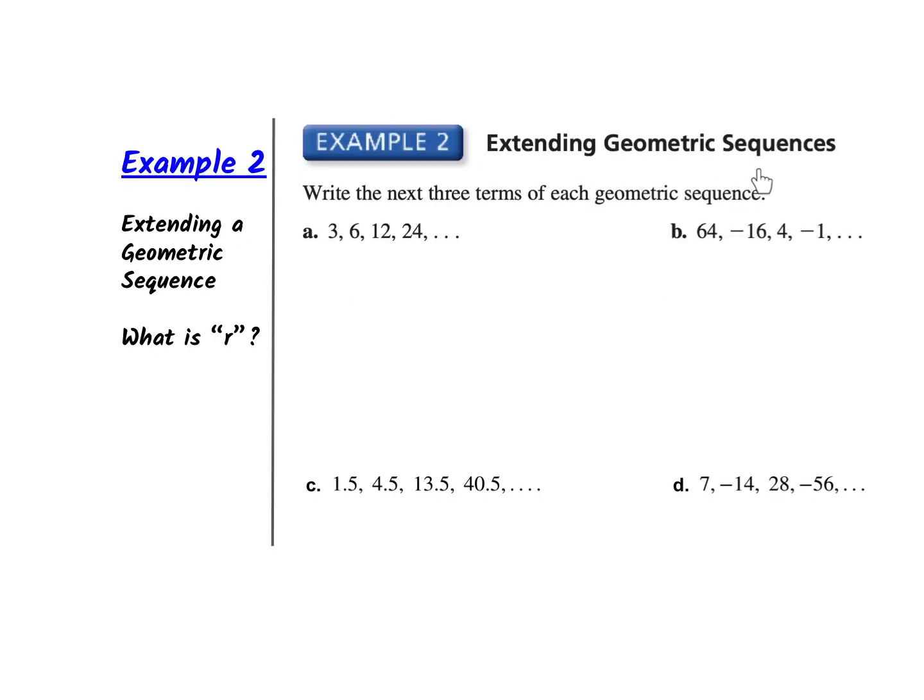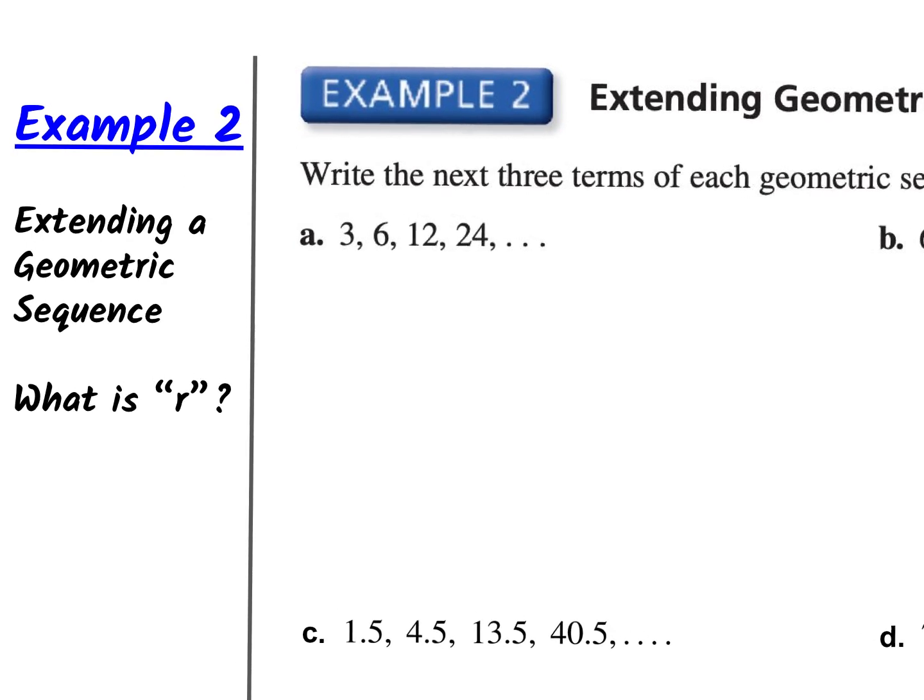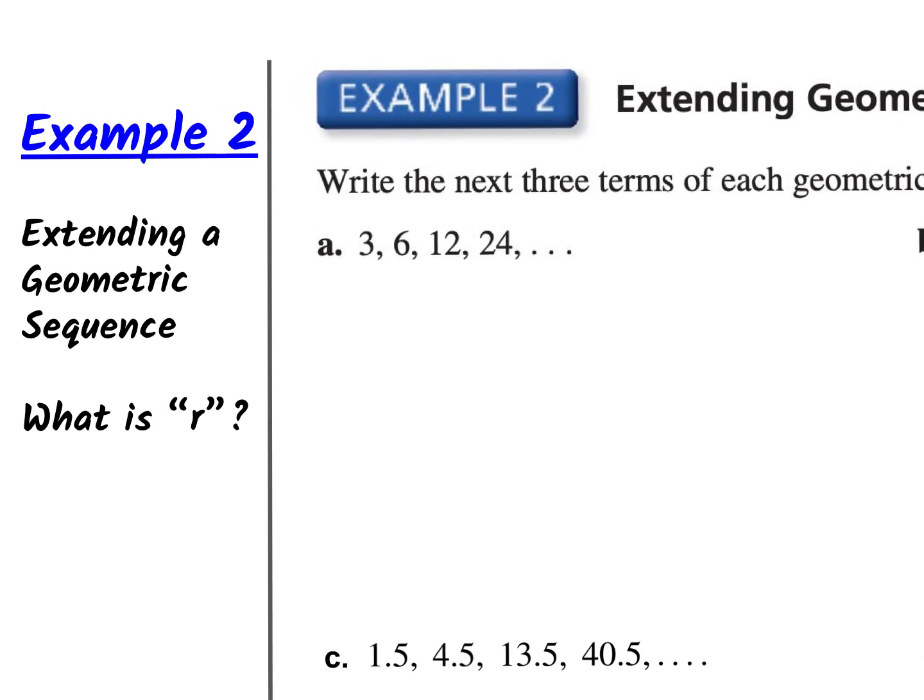Example 2, we are going to extend geometric sequences, meaning we're going to move them forward. So let's write down our key ideas. We're extending a geometric sequence, and we're also going to establish what R is, or what the common ratio is. Our example wants us to write the next 3 terms of each geometric sequence.